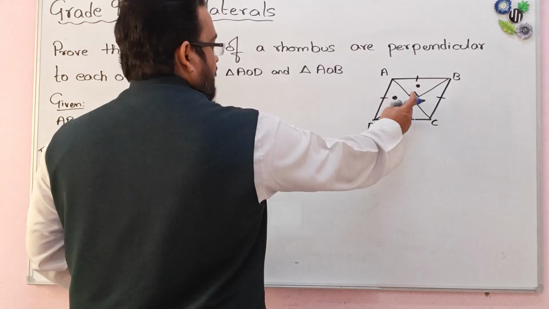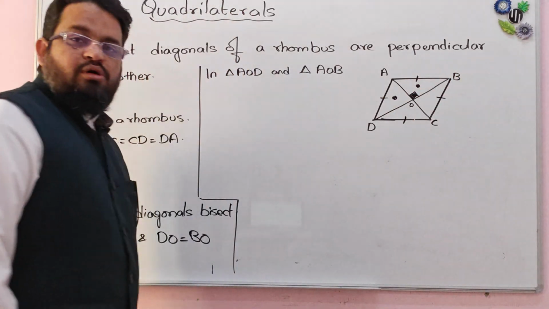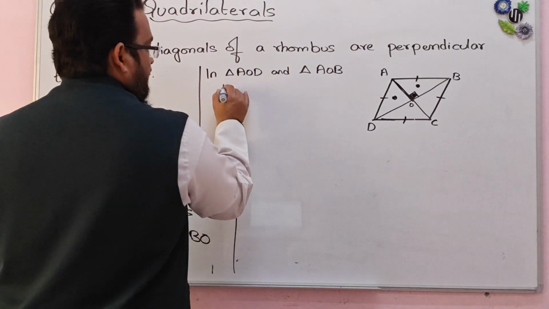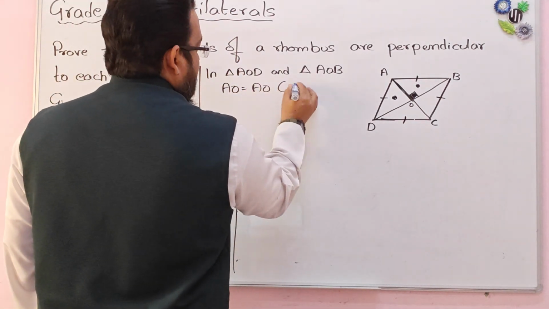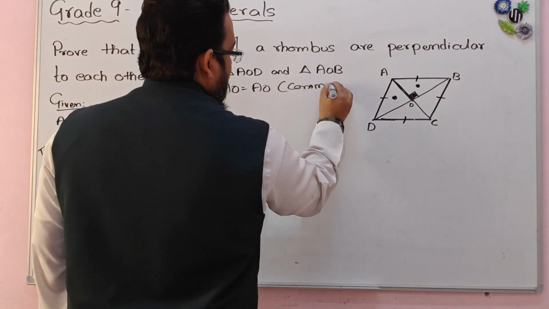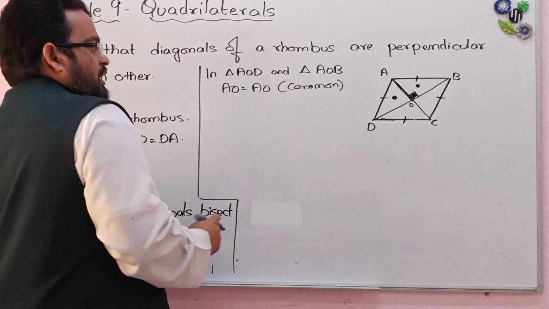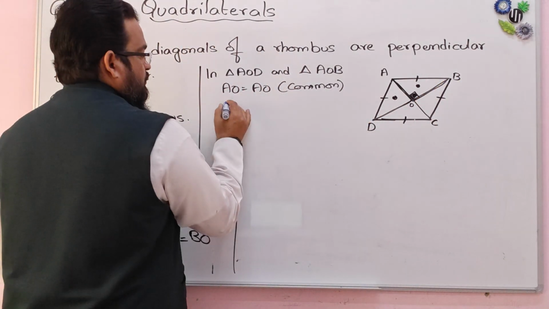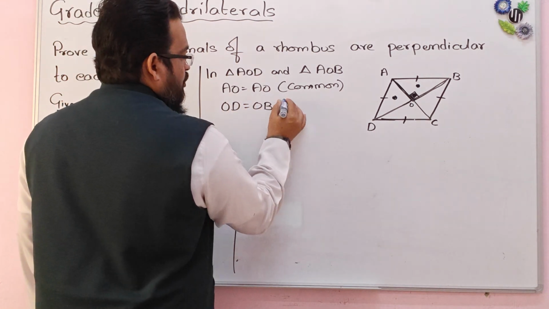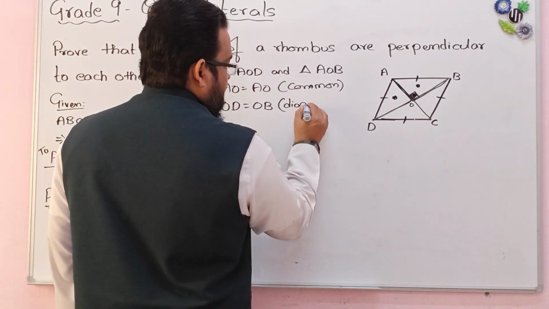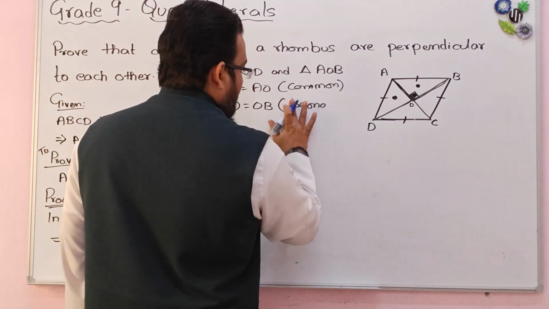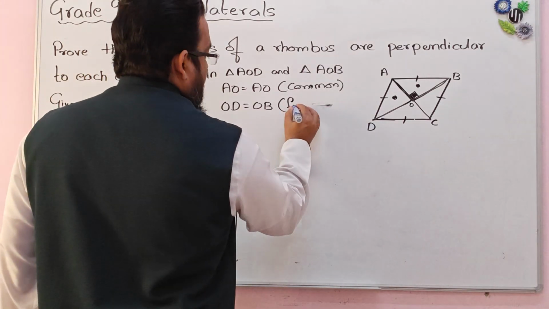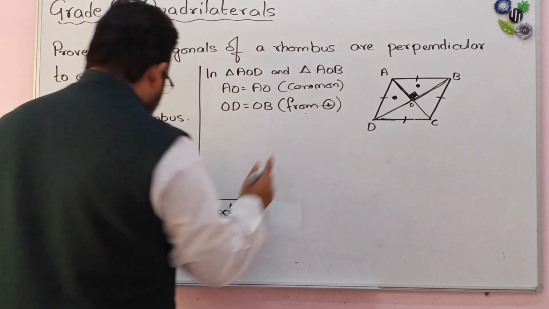Now in triangles AOD and AOB, tell me the equal parts. Here, my dear friends, AO is common for both the triangles. AO is equal to AO. The reason: common. And after that, do we know OD is equal to OB? So you write OD is equal to OB. Why? Diagonals bisect. Since we have already written it, let us take it as the first statement.